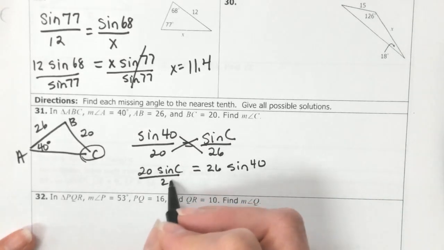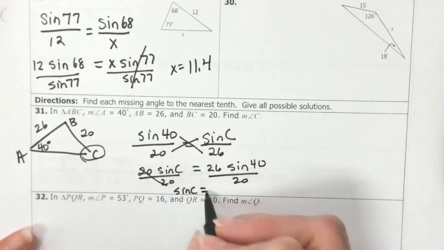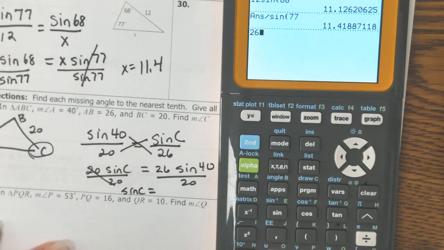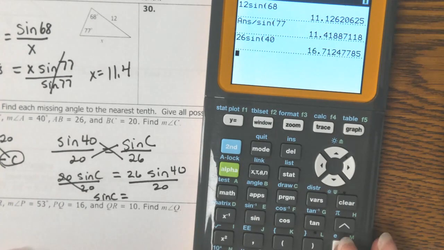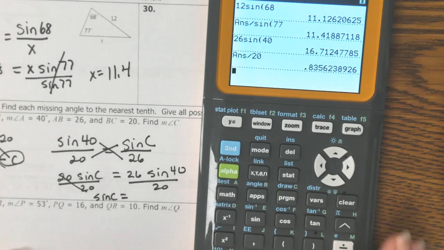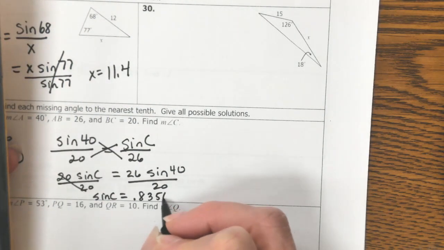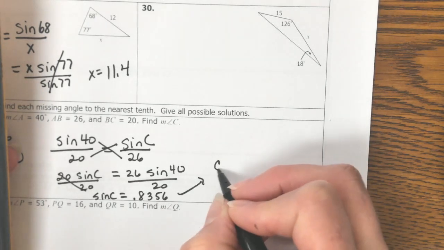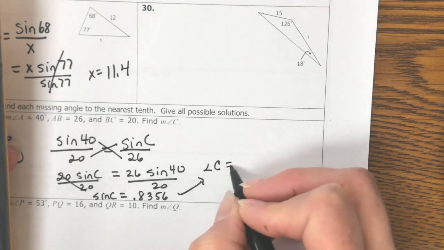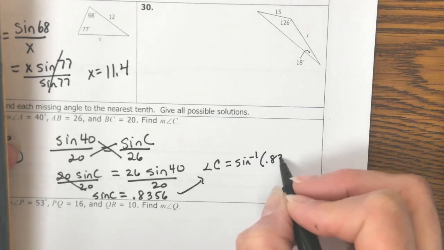I would divide by the 20 to get it away from the sine of C. Put that in your calculator. So we have 26 sine 40, and then divided by 20 gives us the decimal .8356. But in this problem, remember that you have to find angle C, so you have to do the inverse of sine of that number, okay?